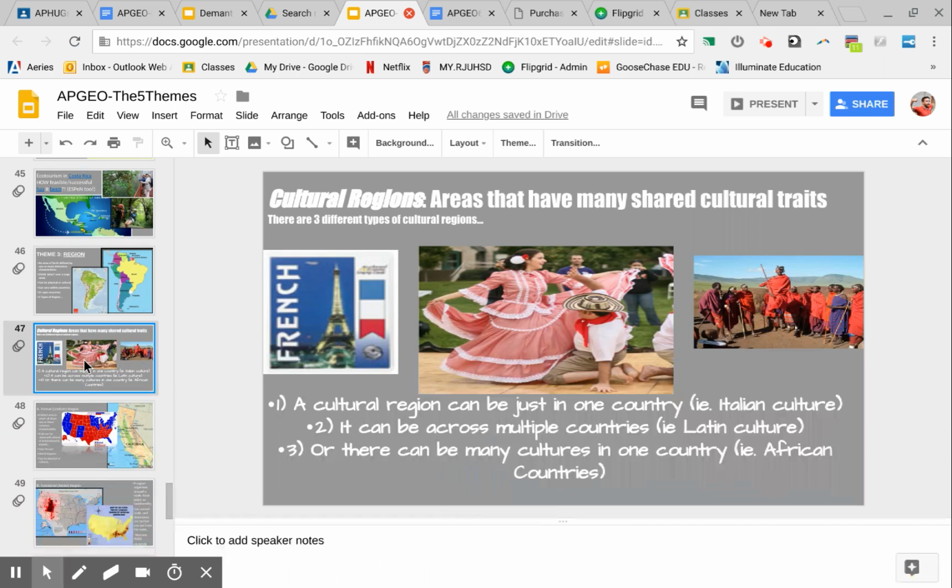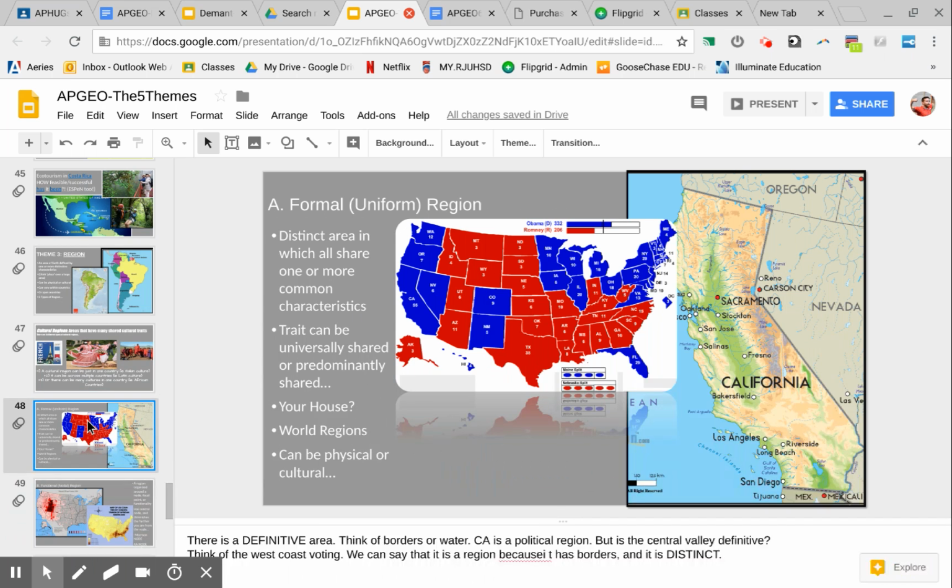Oh, so there's three types of regions. The first, we're gonna skip right ahead. The first is a formal region or a uniform region. You need to know both words, so make sure you're writing both down and studying both. And a formal region is a distinct area in which all people share one or more common characteristic.